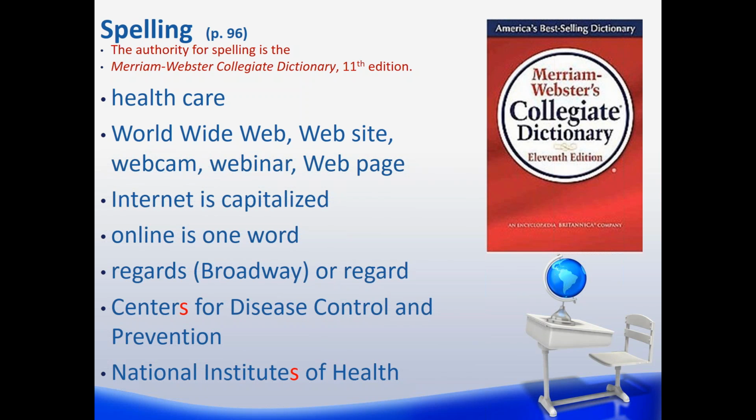Internet is a proper noun because the person who invented the word decided to spell it that way. Online is 1 word, it's not hyphenated. You give your regards to Broadway, otherwise you only have 1 regard. And please spell the name for the Centers for Disease Control and Prevention correctly. It's more than 1 center. Same thing for the National Institutes of Health. It's more than 1 institute.